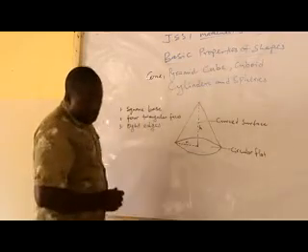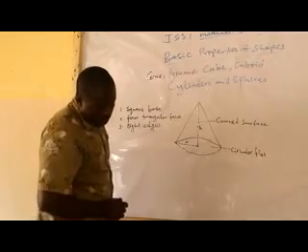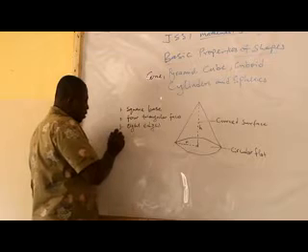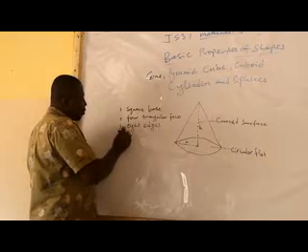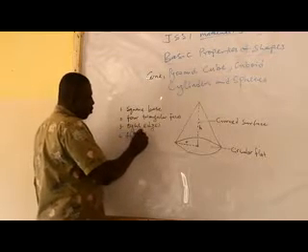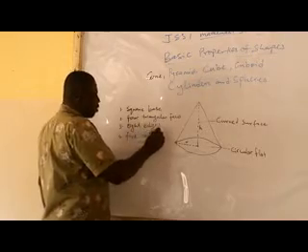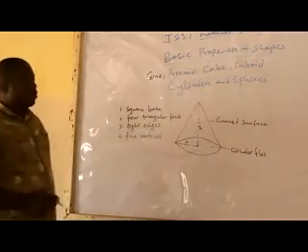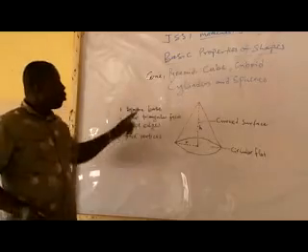That's how to differentiate it from the cone. It also has 5 vertices. So when you are looking at a pyramid, that's what you are looking at.